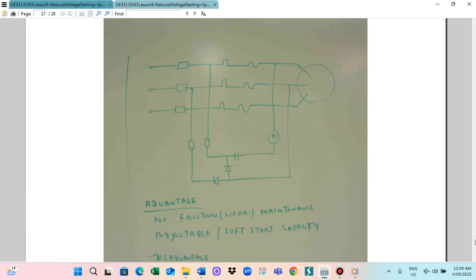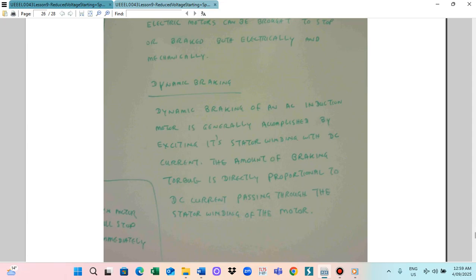So this is the disadvantage of the mechanical brake system. The mechanical brake system is widely utilized, but sometimes we need to check the brake circuit system. So today we use the electrical brake system.